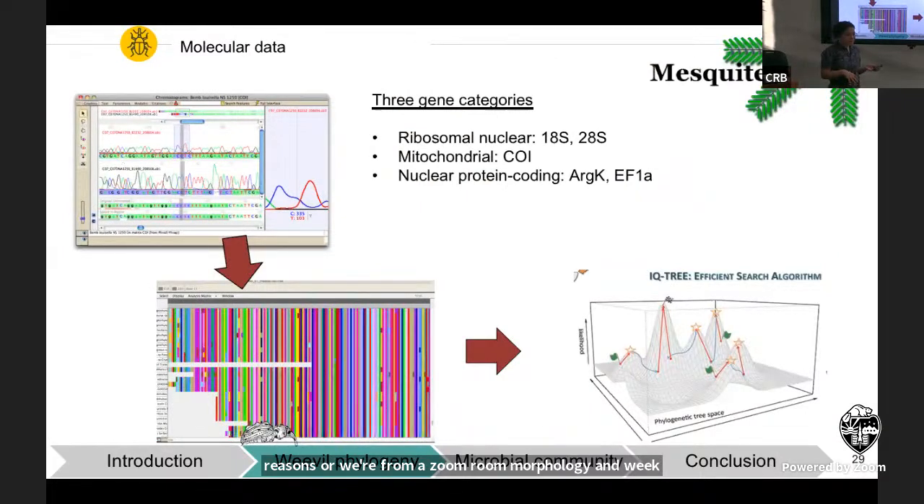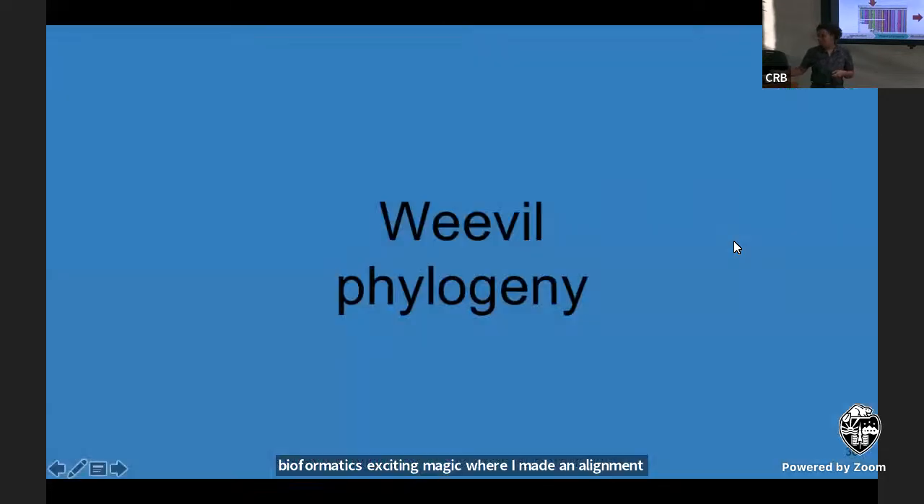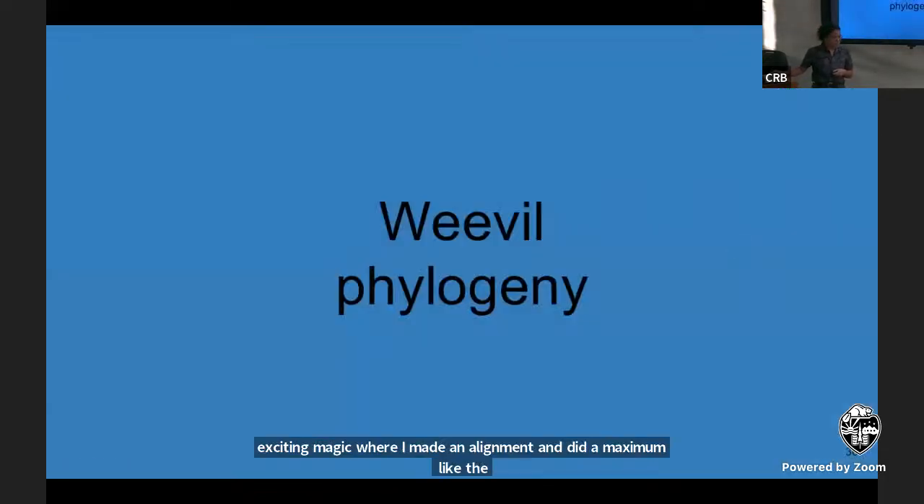And from that, I collected molecular data. I extracted DNA, and I did so for 3 categories of genes. I did that for ribosomal nuclear genes, which included 18S and 28S, mitochondrial gene CO1, and nuclear protein coding genes, arginine kinase and EF1 alpha. And from that, I did some bioinformatics exciting magic, where I made an alignment and did a maximum likelihood tree search and found a weevil phylogeny.